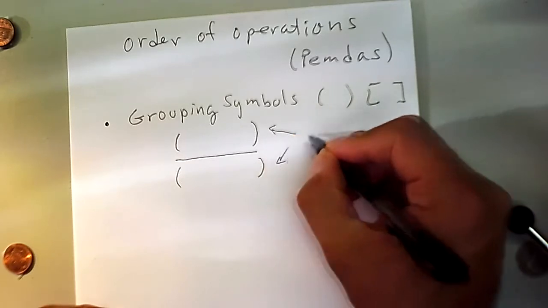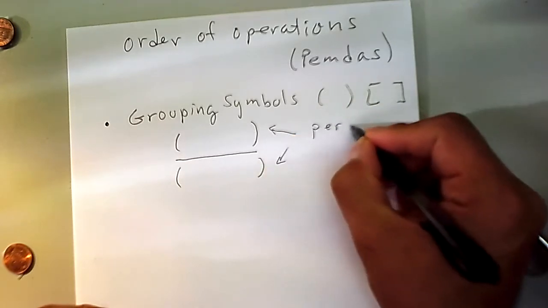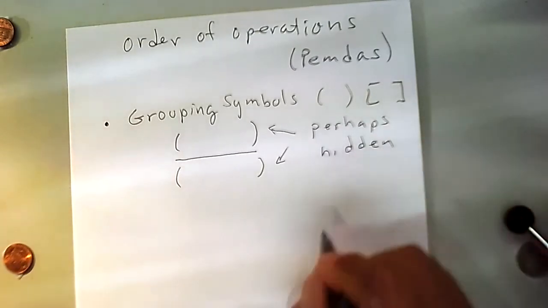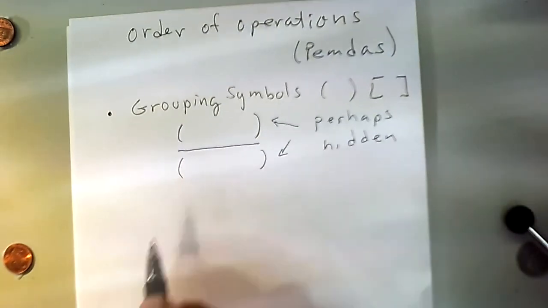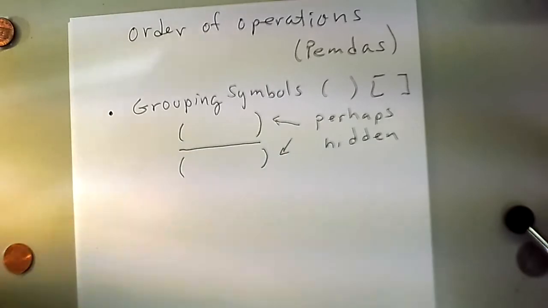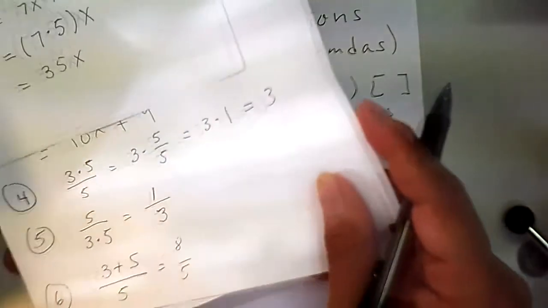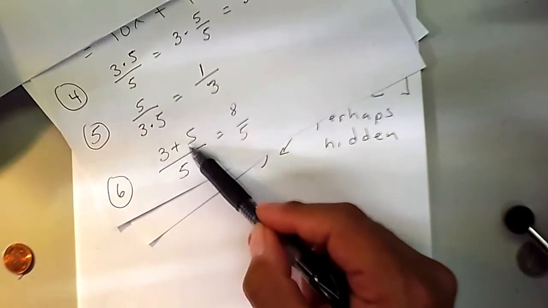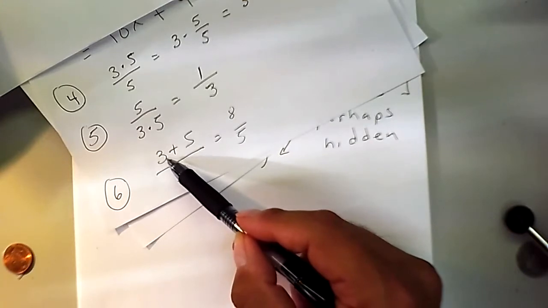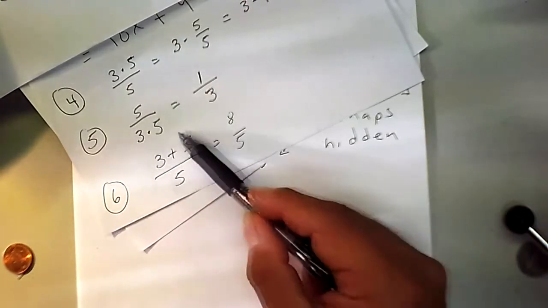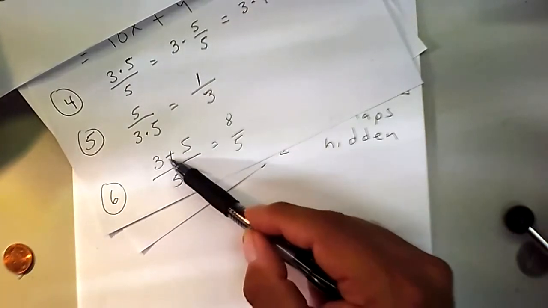Those two could be hidden, perhaps hidden, but they are always there. Sometimes they're explicitly there, and sometimes they're not, in which case we have to assume they are there. That's why back here in this example, example 6, we did 3 plus 5 first. Why didn't we cancel that out? Because there is a parenthesis that is hidden here. It's understood that operation has to be performed first.